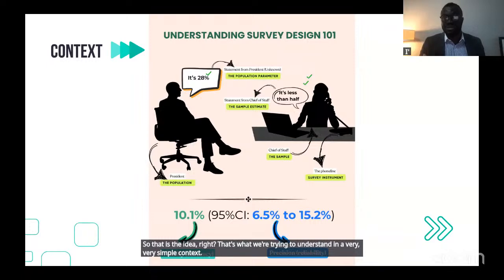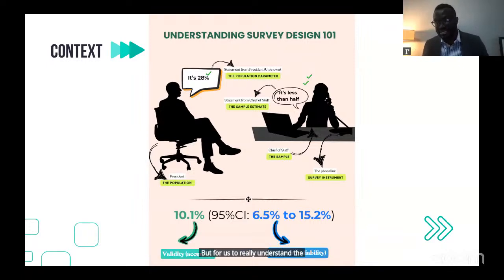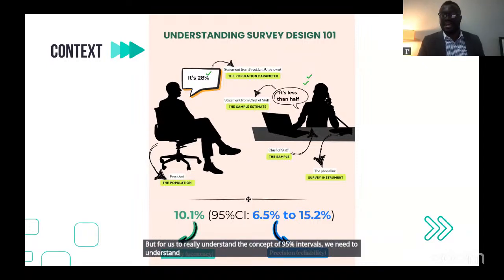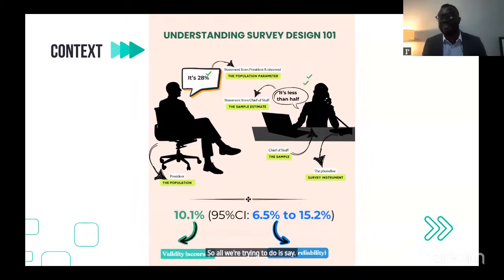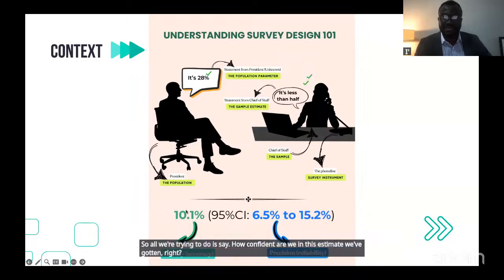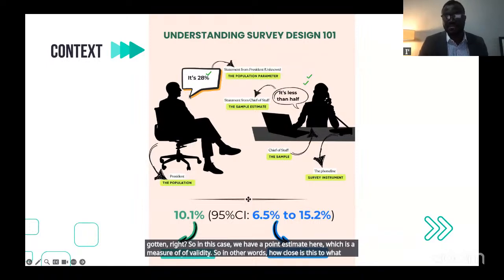But for us to really understand the concept of 95% intervals, we need to understand the world of parameters and population and how that overlaps with what we do in research, which is take samples and from those samples get estimates. So all we're trying to do is say, how confident are we in this estimate we've gotten? In this case, we have a point estimate here, which is a measure of validity. In other words, how close is this to what the president will have said.